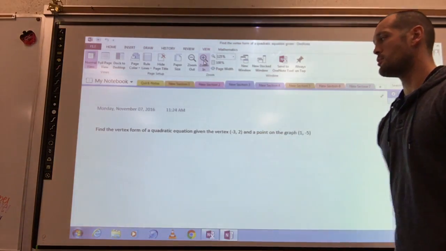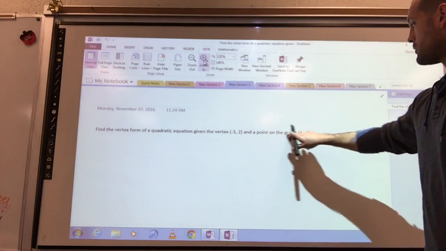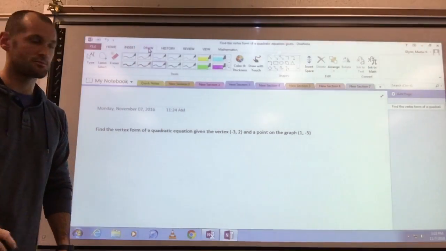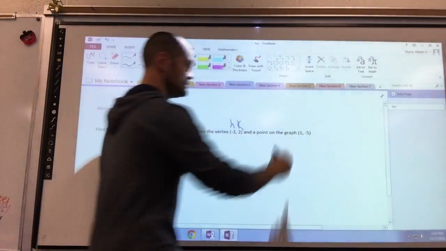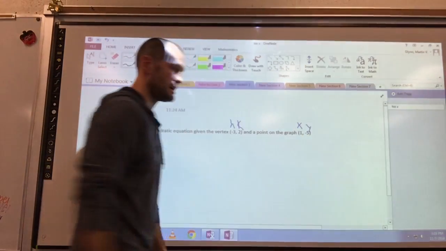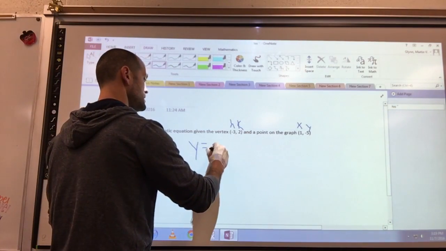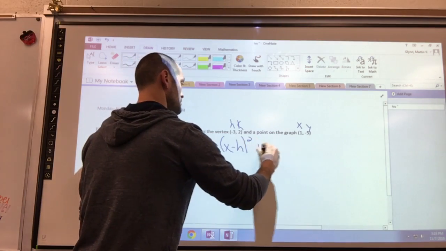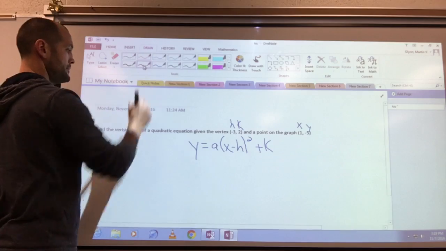Find the vertex form of a quadratic equation when given the vertex, negative 3, 2, and a point on a graph, 1, negative 5. Here's what I see when I read this problem. h and a k value, x and a y value. This is why this is so important. If the original formula is y equals a, x minus h quantity squared, plus k, I have 4 values I can plug in right now.